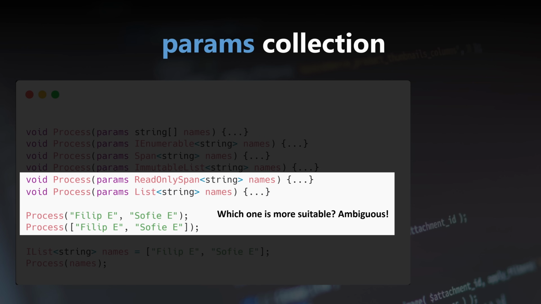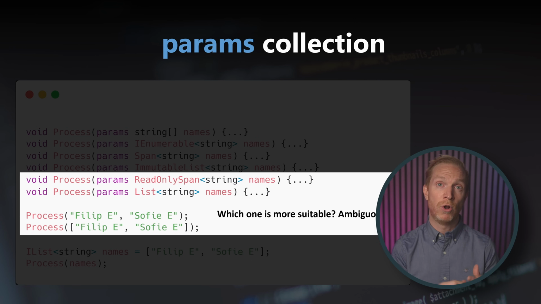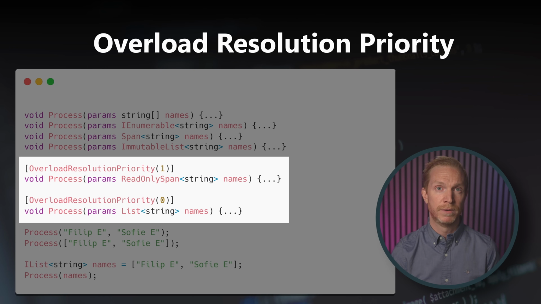And what's interesting, when there's an ambiguity, if we have two different overloads and the compiler cannot determine which one is the more appropriate one, we can use another new language feature called overload resolution priority. The overload resolution priority is simply an attribute that we append on the different methods to say which one we'd like to take precedence when there's an ambiguity. In this case here, I can say that I'd like to use the span of T instead of the list of T, as I know that the implementation is a little bit more efficient.